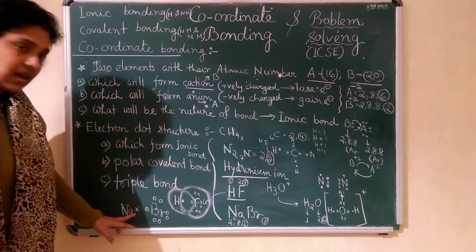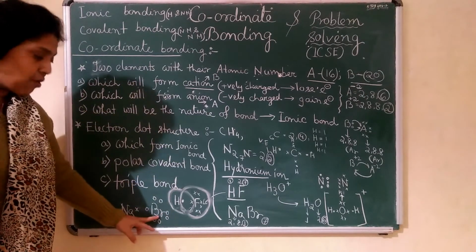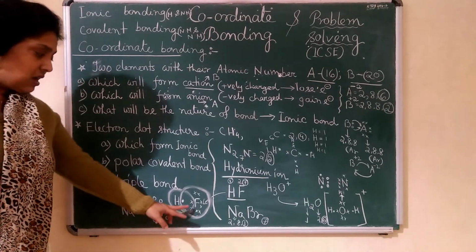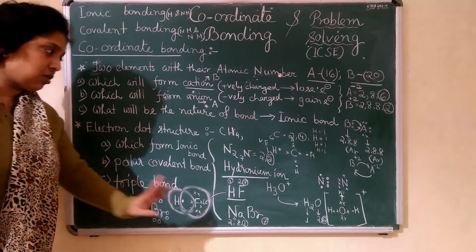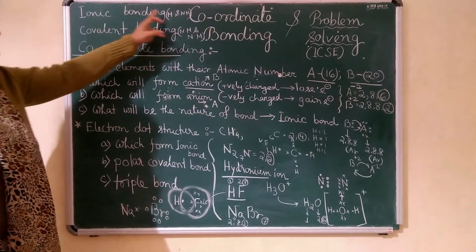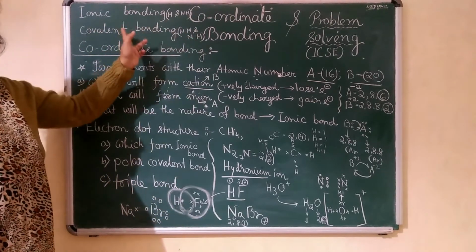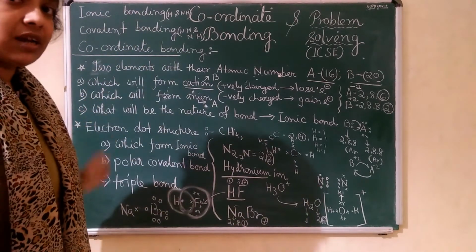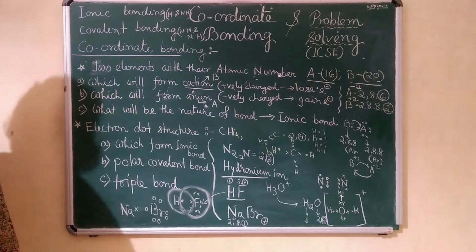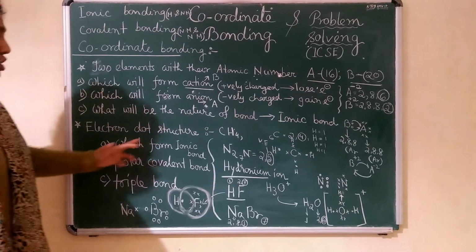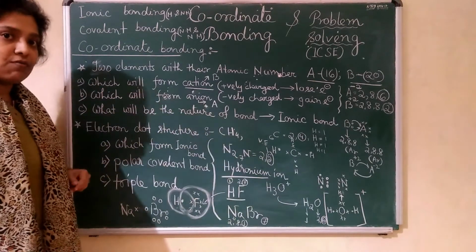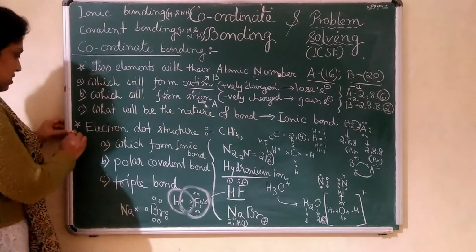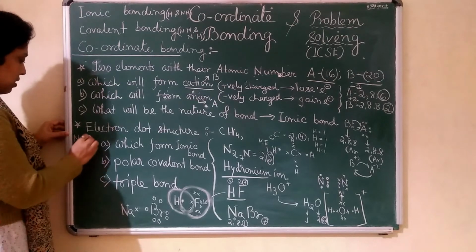But in this case, as sodium is metal, bromine is non-metal, so it will be transfer of electron. Here it is sharing of electron. So depending on metal, non-metal, or non-metal, non-metal, you will identify where it will be transfer of electron, where it will be sharing of electron. Next few questions are asked, which form ionic bond? Which one will form ionic bond? Ionic bond means transfer of electron. So answer will be NaBr.